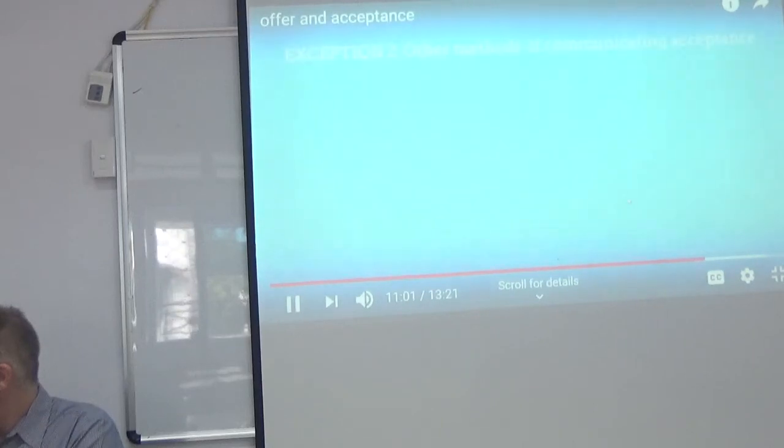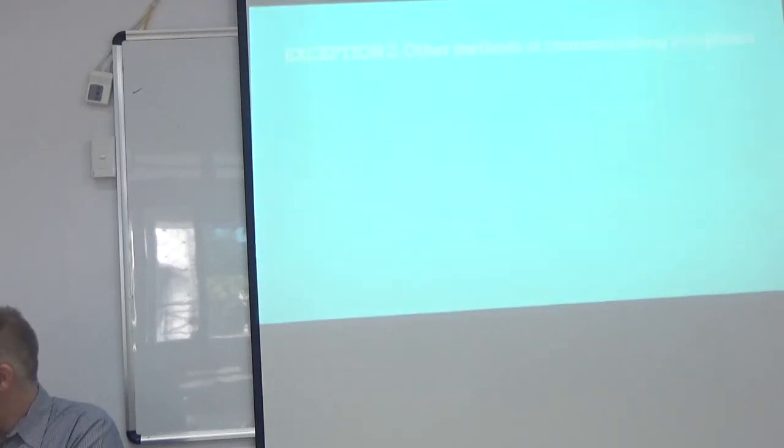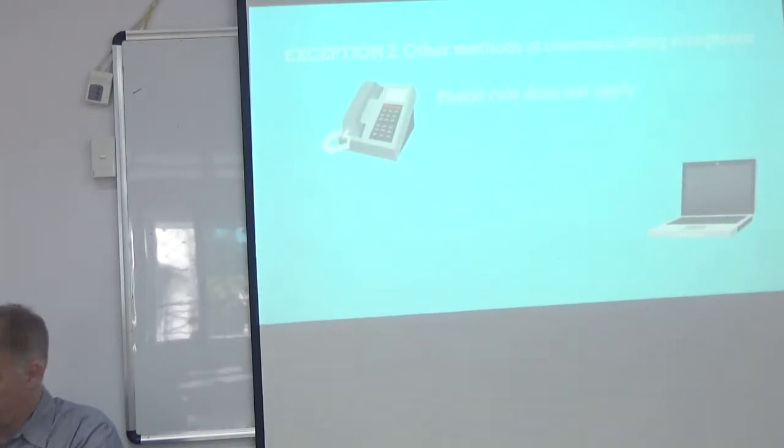Exception number 2, other methods of communicating acceptance, like telephone and email communication. In relation to telephone communication, the postal rule does not apply. A person making acceptance will know if the communication was not received and will need to try again.